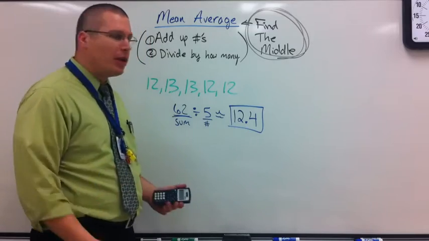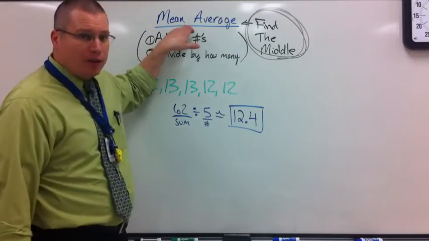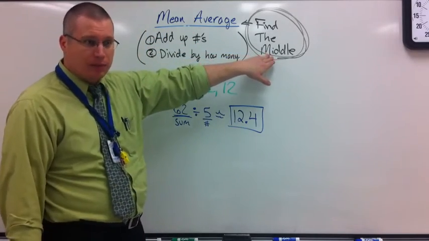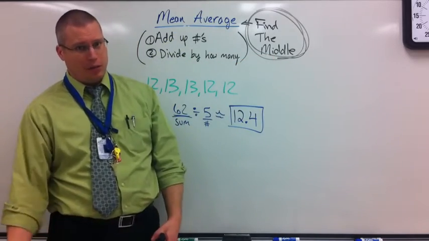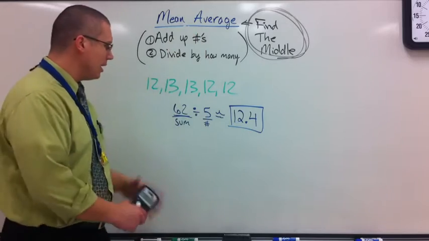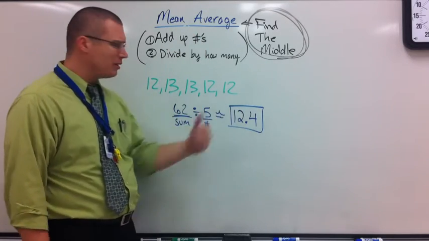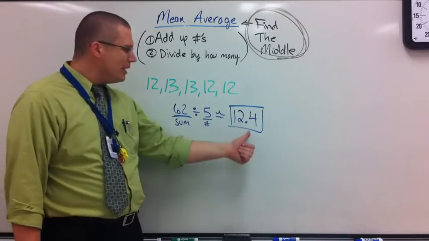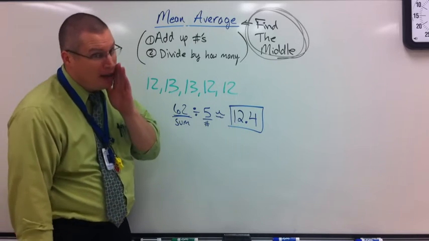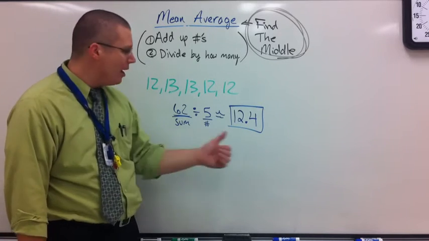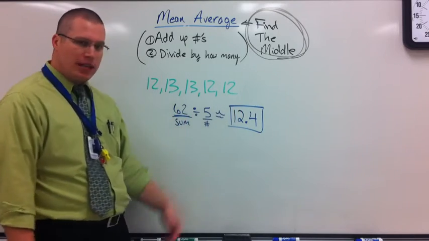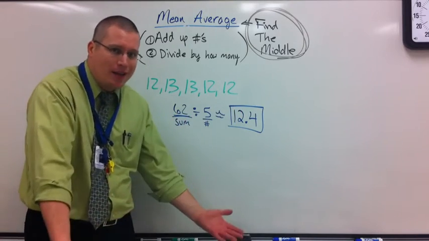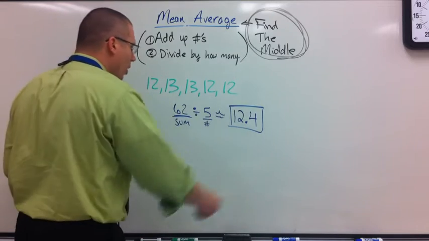Now how do we judge if something works? The mean average is supposed to find the middle. Not the lowest, not the highest. By the way, numbers way low and way high would be outliers, and there are no outliers in this list. So we want the middle. Is 12.4, which is almost the same as 12.5, halfway between the 12s and the 13s? The answer is yes, it is. This works.